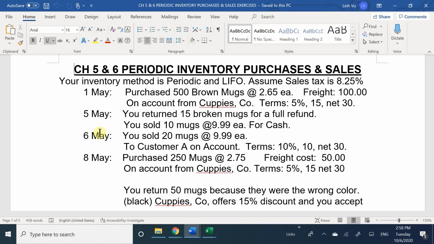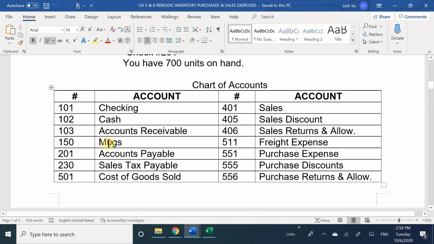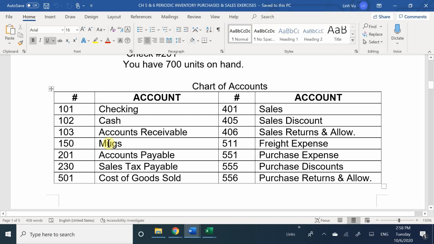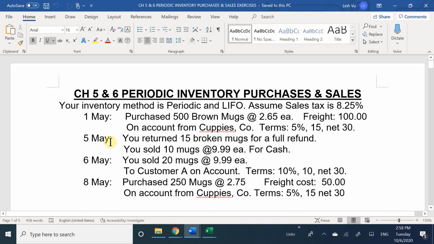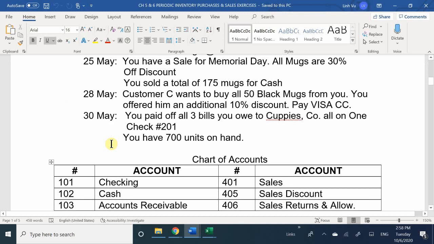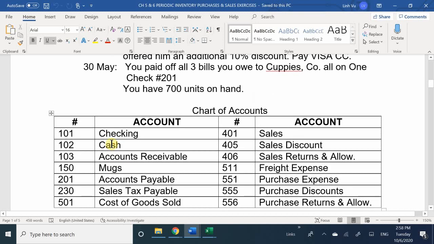But okay, so yes, we bought brown mugs. Let's double check to see if we even have a purchase expense account in our chart of accounts. Yes, we do. It's 551. What about my freight expense? We do, 511. Okay, good. And then how did we pay for the inventory? It's on account. Accounts payable, which is 201.